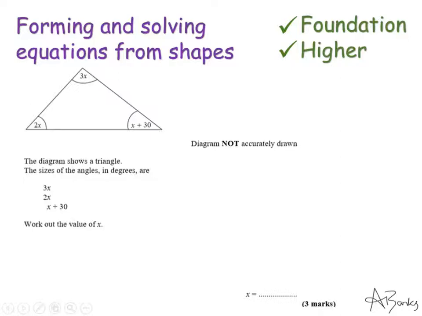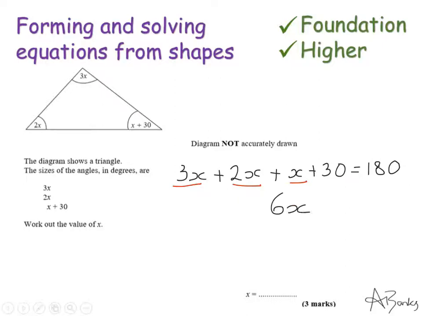So the equation I can write is that the three angles, so the 3x, add the 2x, add x, add 30, equals 180. So that's my first step. So I can simplify this just like before. So I've got 3x, 2x and 1x. So altogether I have 6x. And I also have my plus 30. So plus 30 equals 180.